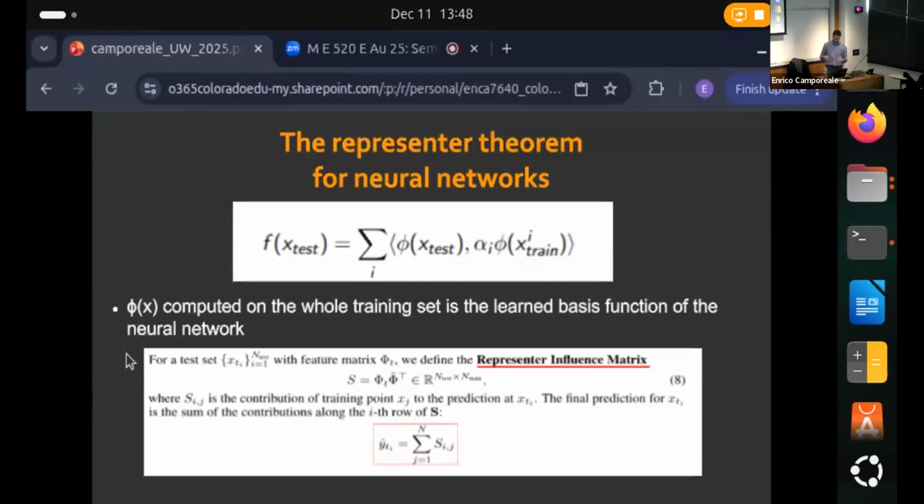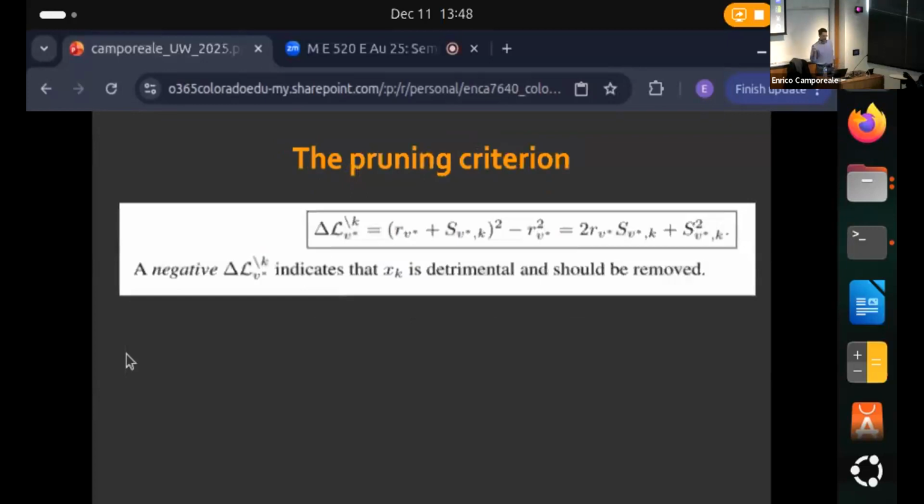Again, this immediately gives you a pruning strategy, because what it means is that if you now take away one point from your training, you are just zeroing out the column of this matrix S, right? So the criterion we use is to say, okay, now you have a loss function, which is mean square error. If we take out one point from the training set, how does that loss change? And this is what this delta L is. Delta L slash K means, when you take out the point x_k, this is evaluated on a single point V star. It's a closed formula. You can do this immediately.